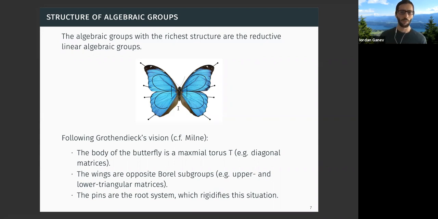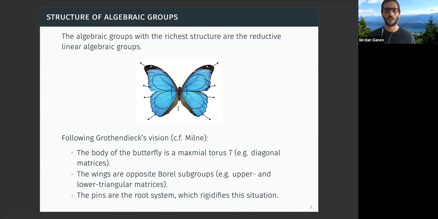So the root system is a combinatorial gadget, and it's sort of discrete data, some points in a vector space that will have some symmetry. And fixing the root system kind of rigidifies the situation. And this also leads to a classification result. So if we know enough about the root system, then we can say exactly which group we have. So a group is determined in some sense by its root system.